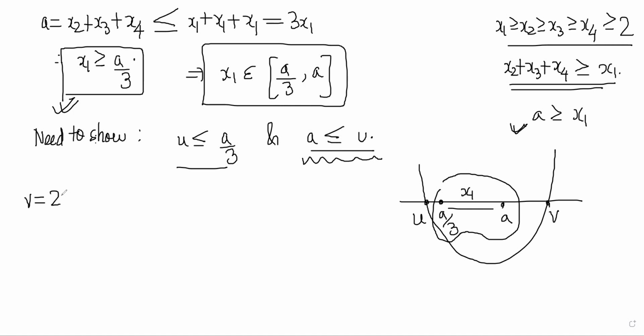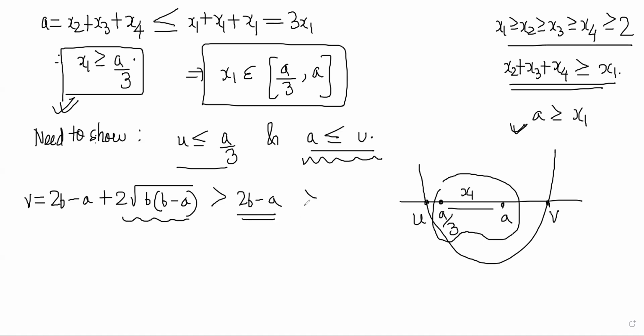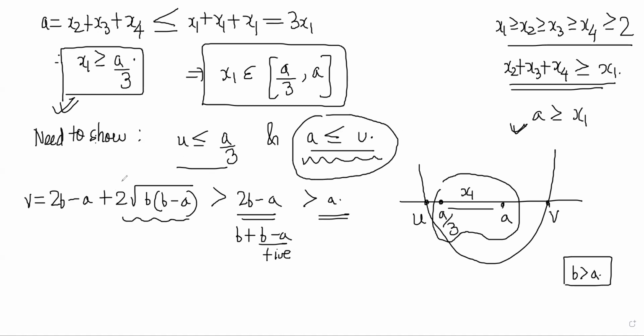Great. So let's try to prove this part first. Our definition of v was 2b minus a plus 2 times root over b into b minus a, which is clearly greater than 2b minus a because the second part is positive, and 2b minus a is greater than a. How do I know that? Because we have already shown that b is greater than a. So 2b minus a is equal to b plus b minus a, which is positive, so that is obviously greater than a, right? So the first part is already done. Now we just have to show that u is less than or equal to a by 3, right? Let's work on that in the next screen.